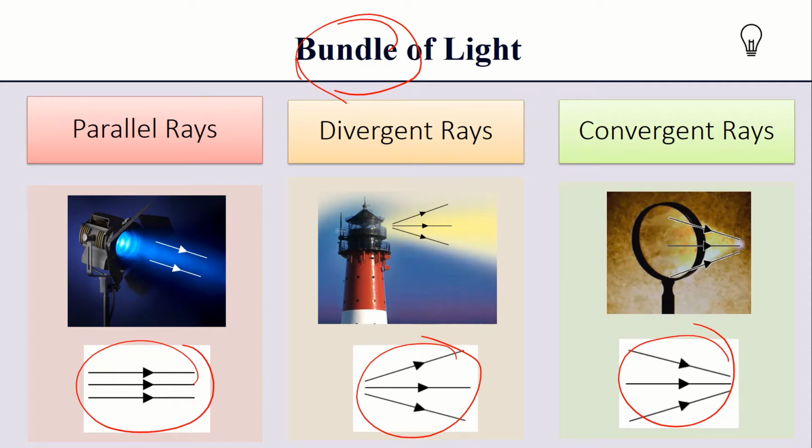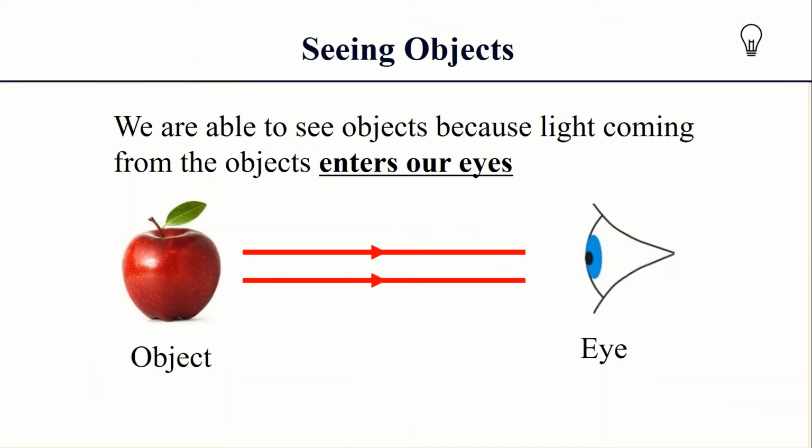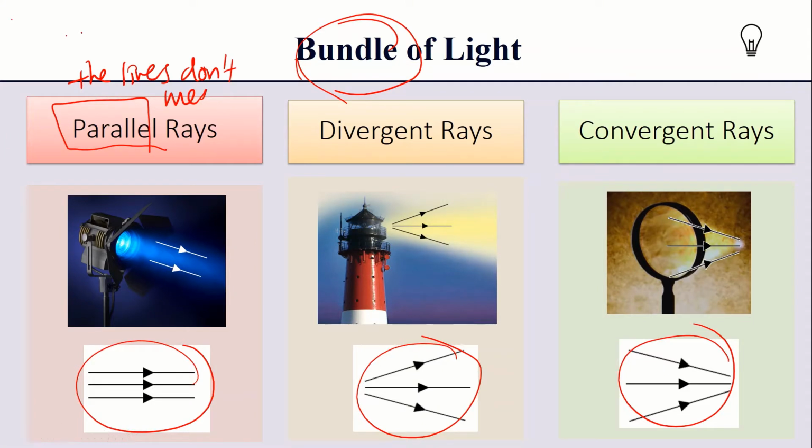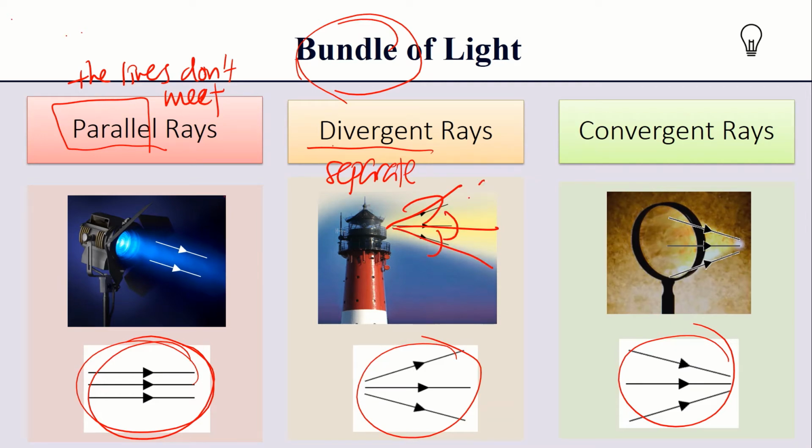So there are three types of bundles of light. First of all, you have the parallel rays. If you recall from mathematics, parallel means the lines don't meet. They will never meet, no matter how far you extend them. There's also divergent, which means separate. The light rays separate like this, getting further and further away from each other, so the distance between them increases as you go.